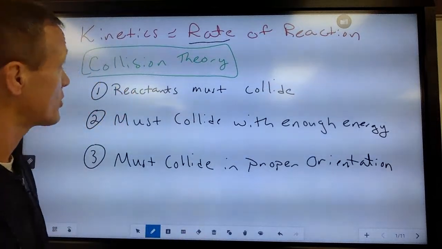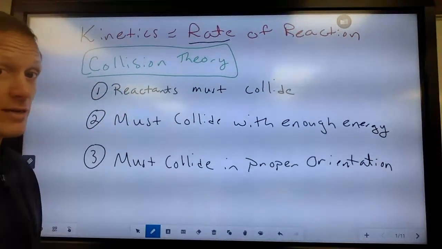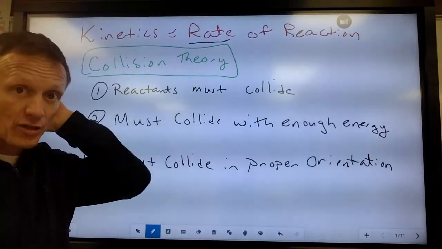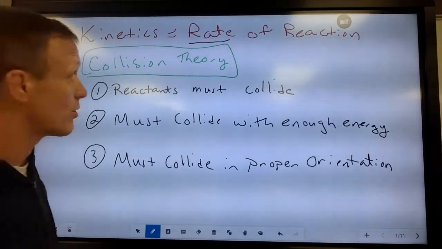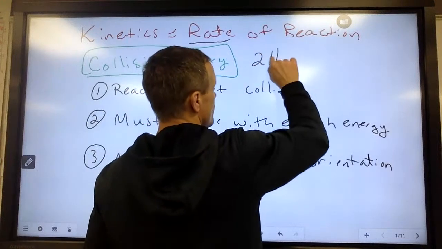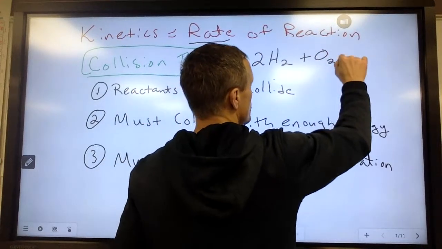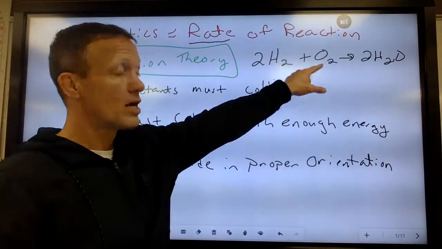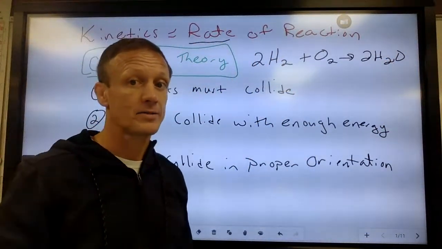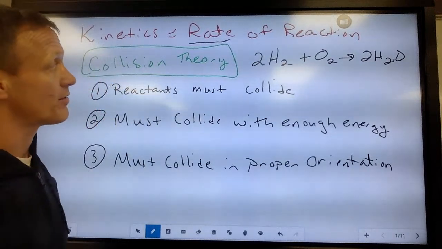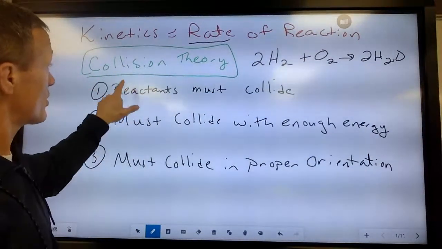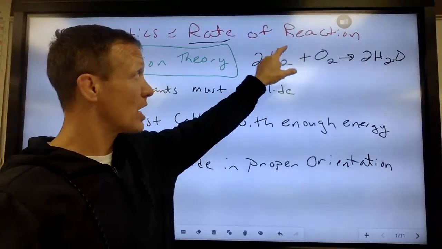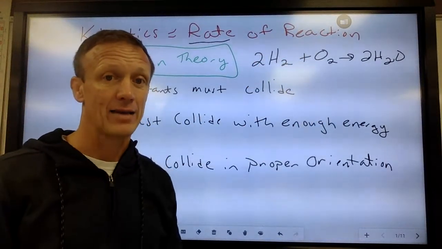So, first thing, this is not in your notes, but you need to know this. Rates of reaction are based on collision theory. So, say we have this reaction where 2H2 plus O2 form this. Rates are always based on things having to do with reactants. So, first of all, with collision theory, reactants must collide with each other. So for this reaction to happen, 2 hydrogens and 1 oxygen must collide.